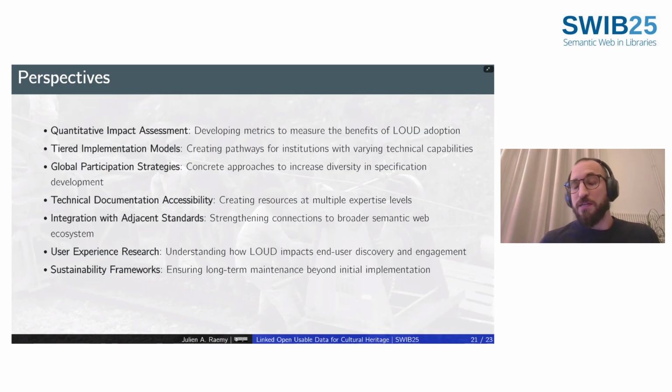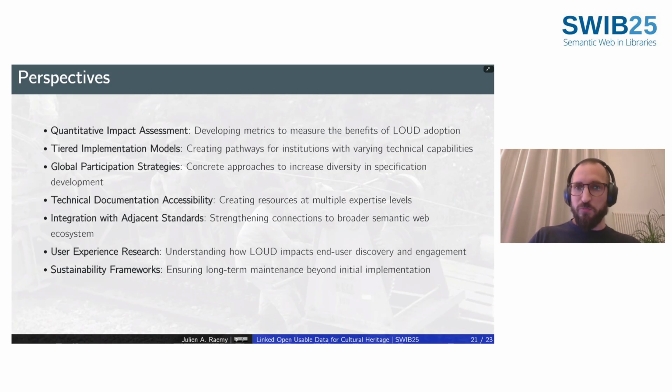And looking forward, I hope my research suggests that there are several important directions for future work. They need better methods for quantitative impact assessments. For example, development metrics that could measure the benefits of adoption beyond anecdotal evidence, and also help make the case for institutions to invest in these technologies. Also, a tiered implementation model could provide pathways for institutions with very different technical capabilities, to ensure that these standards could benefit beyond well-resourced organizations.